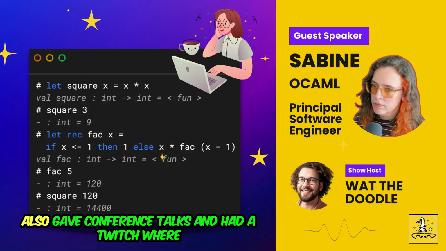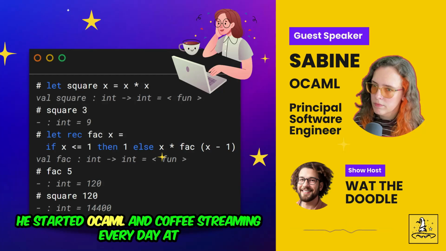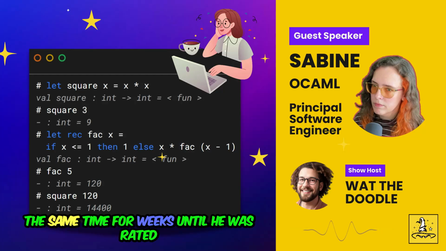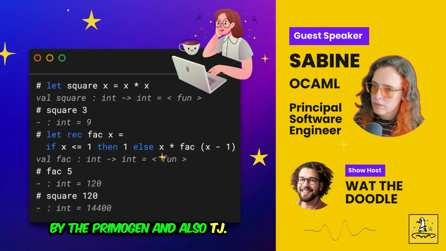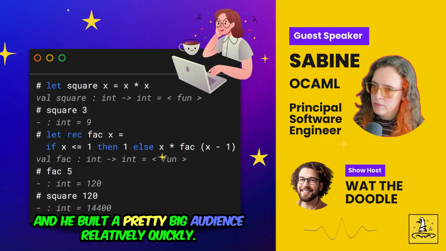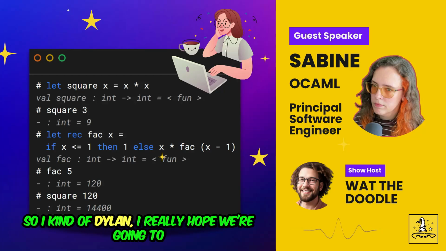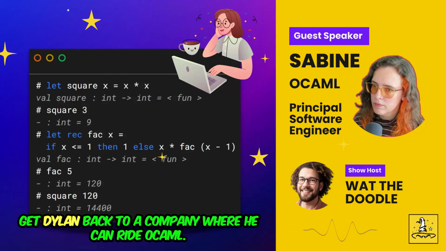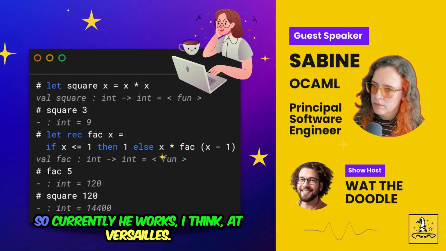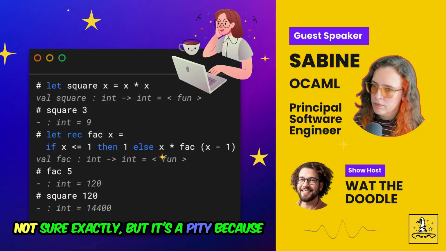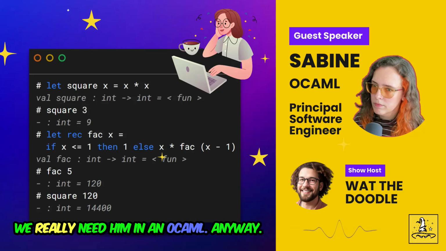He also gave conference talks and had a Twitch where he started OCaml and coffee streaming every day at the same time for weeks, until he was raided by the Primeagen and also TJ, and he built a pretty big audience relatively quickly. I really hope we get Dylan back to a company where he can write OCaml. Currently he works, I think, at Versa. Not sure exactly, but it's a pity because we really need him in OCaml land.